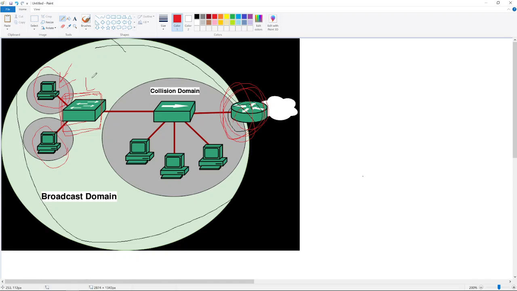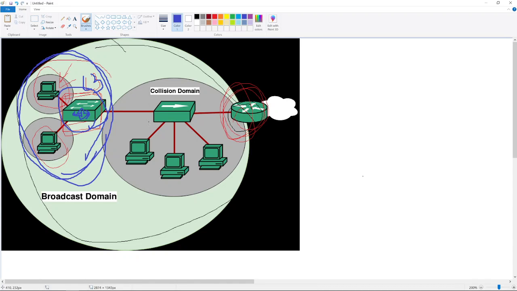And if this was a layer 3 switch, then the broadcast domain would be this. Let me change the marker to blue. Okay, so this would be the broadcast domain if this was a layer 3 switch right here. If this did routing, then this would be the broadcast domain. Okay, this is just a repeater, right? So you can actually just ignore this.